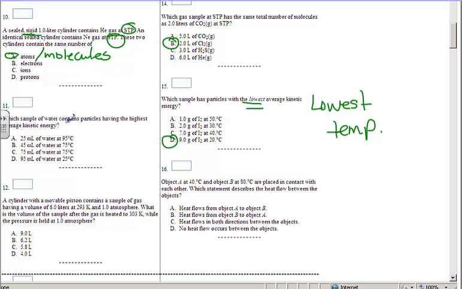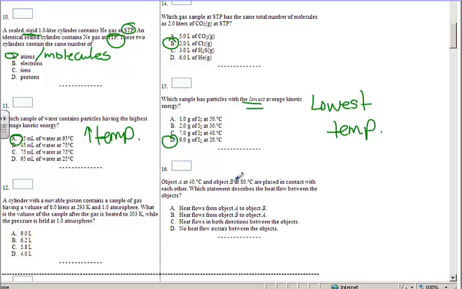Which sample of water contains particles having the highest average kinetic energy? So here we're looking for the highest temperature. We have 95, 75, 75, 25, so we're going to go with 95 degrees, the highest temperature.